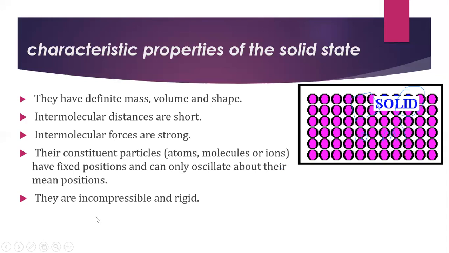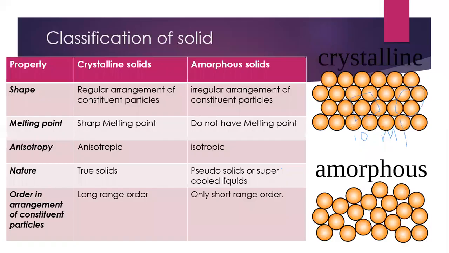They are incompressible and rigid. Why? Because if we apply a pressure, there is no change in the volume because particles are already close to each other. So there is no effect of pressure on the solid substance. So they are incompressible and rigid. Okay. So these are the following characteristic points of the solid state. Next one is classification of solid.